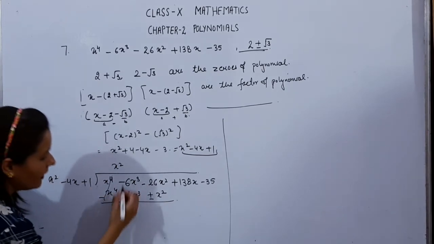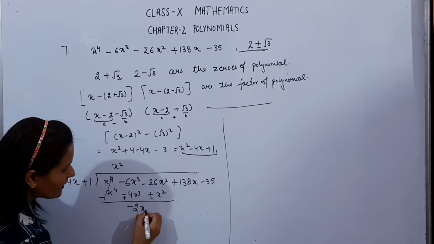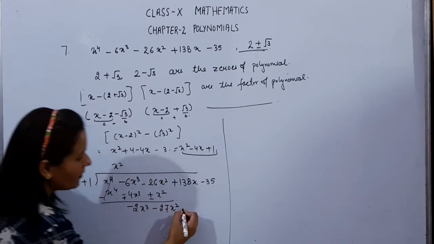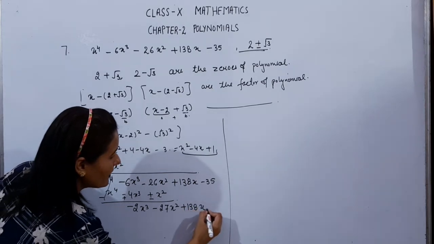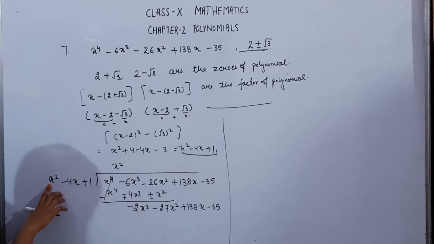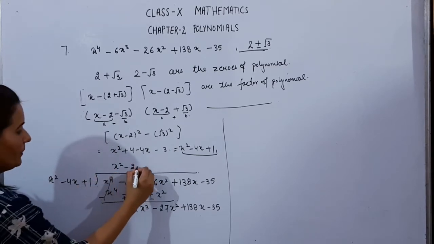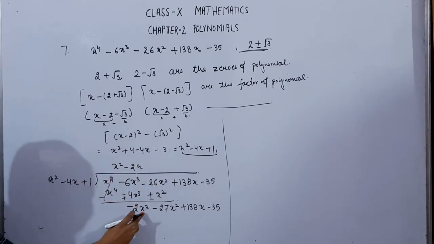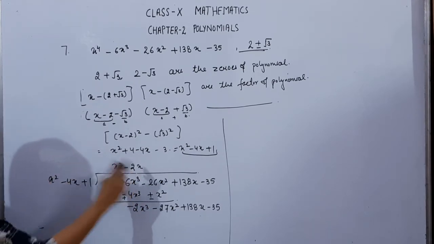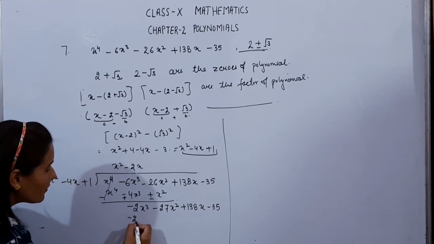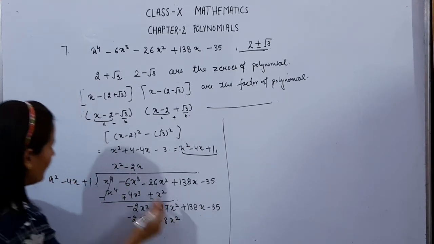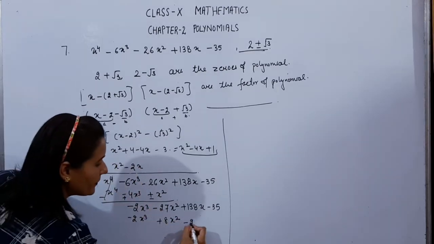This is minus, this is plus and this is minus. These two are cancelled and here we are getting minus 2x cube minus 27x square plus 138x minus 35. Clear? So, now we need to multiply it by minus 2x, right, because here we need power 3 and coefficient minus 2. So, we are multiplying it by minus 2 and x. What we are getting? Minus 2x cube and plus 8x square and minus 2x.